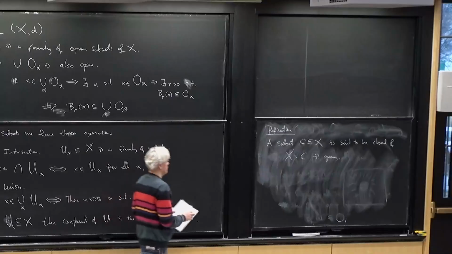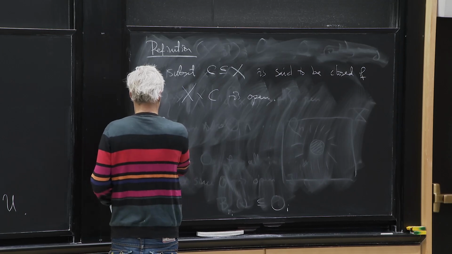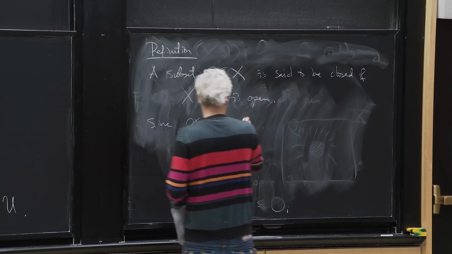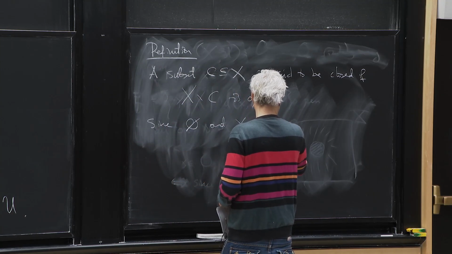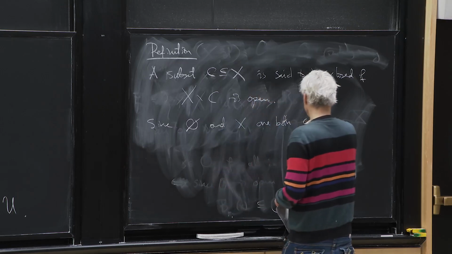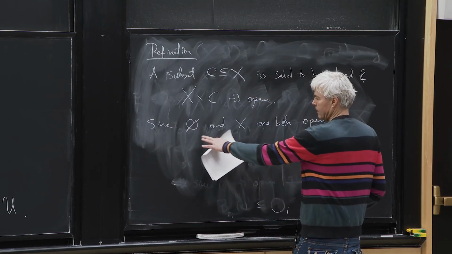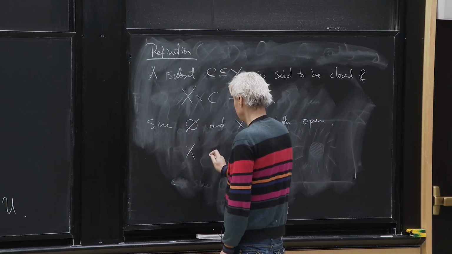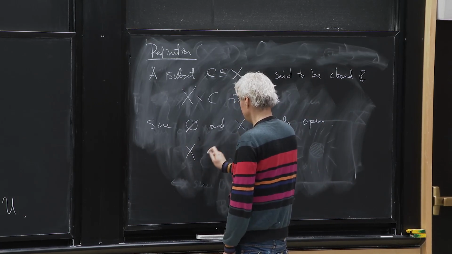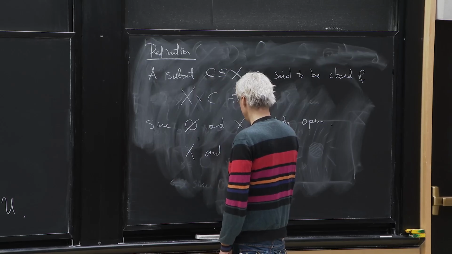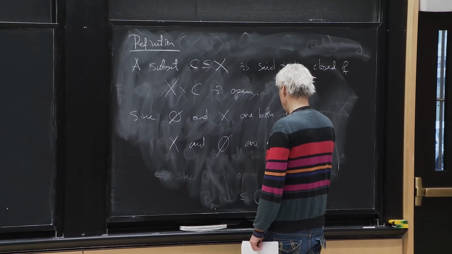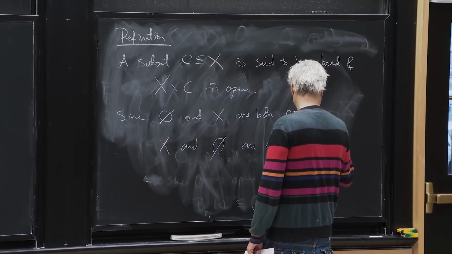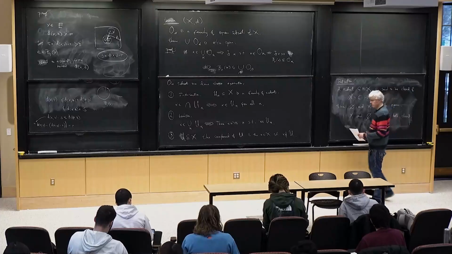And so again, as we observed, since the empty set and X are both open, the complement of the empty set is the whole set X, and the complement of the whole set is the empty set. It means that those sets, which are both open, are also both closed. Okay?